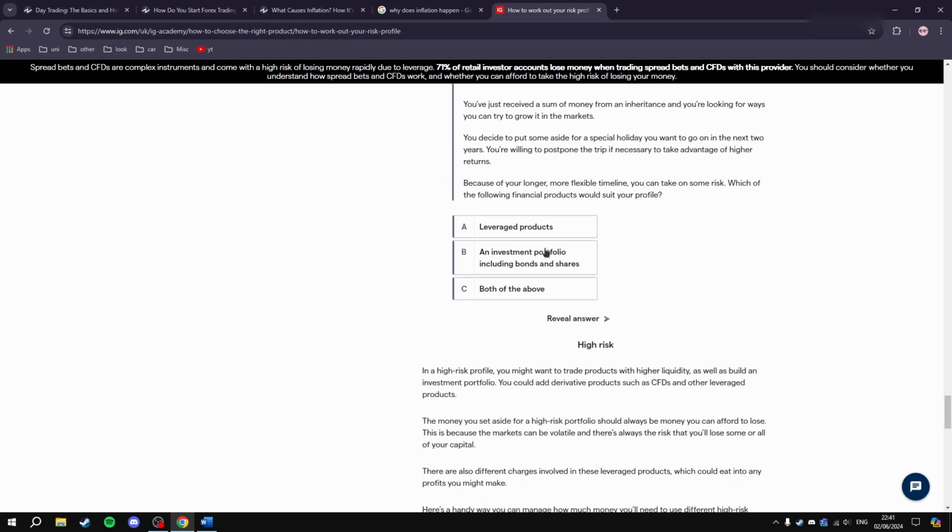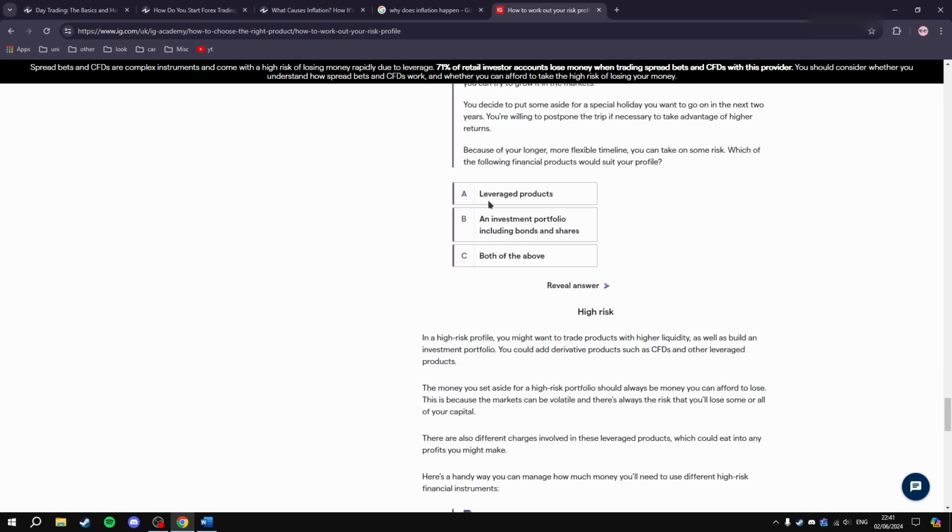Question: you've just received a sum of money from inheritance. You're looking for ways you can try to grow it in the markets. You decide to put some aside for a special holiday you want to go on in the next 2 years. You're willing to postpone the trip if necessary to take advantage of higher returns. Because of your longer, more flexible timeline, you can take on some risk. Which of the following financial products would suit your profile?